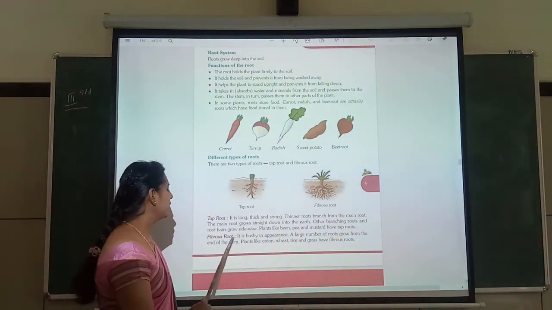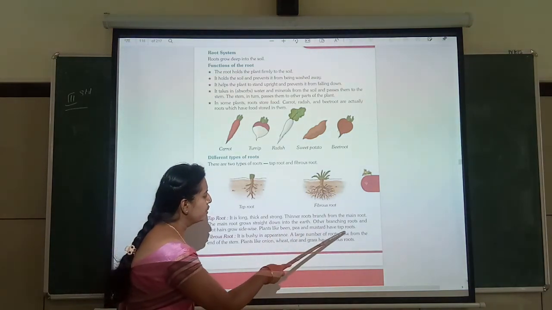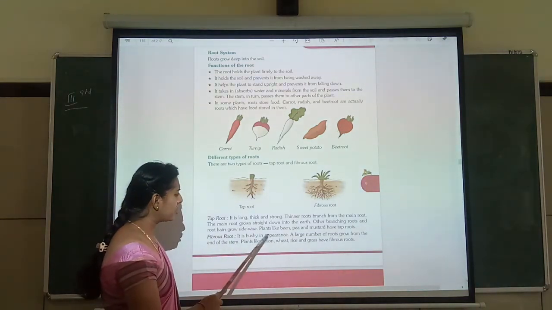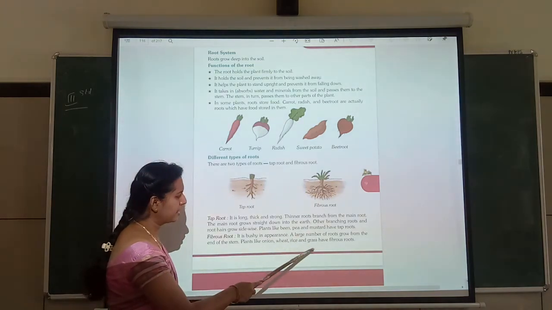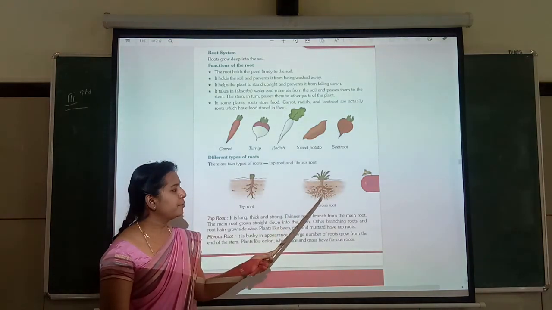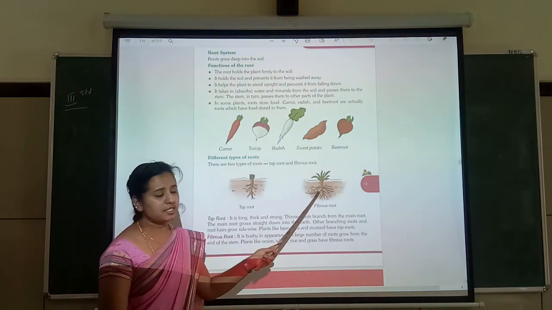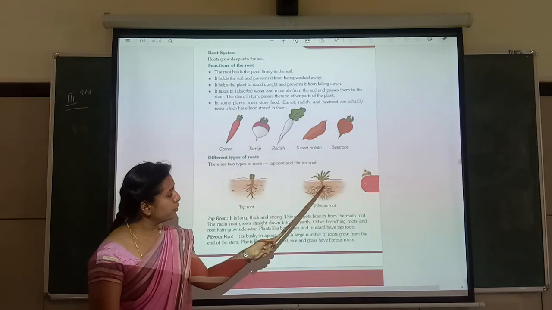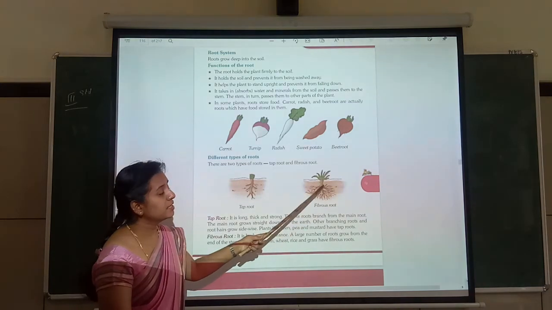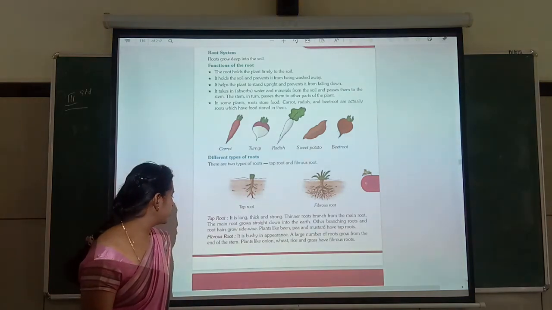Here, fibrous roots. They are bushy in appearance. A large number of roots grow from the end of the stem. Plants like onion, wheat, rice and grass have fibrous roots. See, children, this is the fibrous root. Look here, this is the tip of the stem, and from here all the roots spread. This is fibrous roots. Okay.